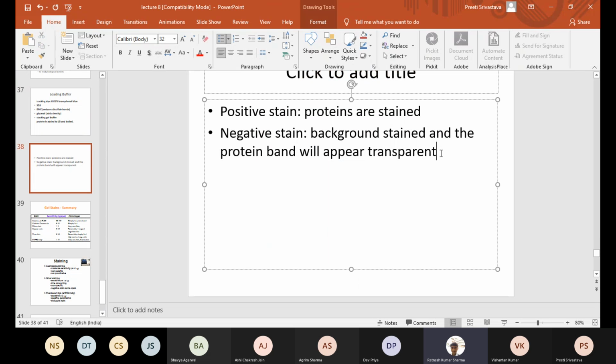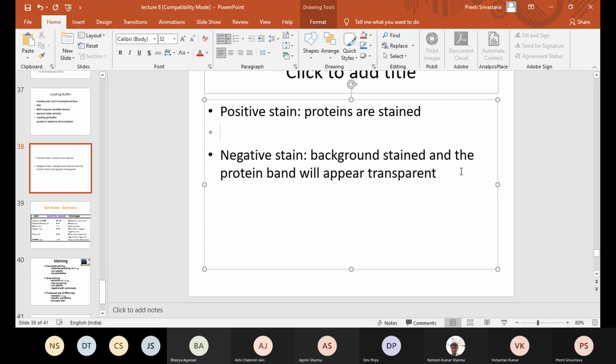Yes, ma'am. So now the question is why and when do we need a positive stain and when do we need a negative stain. The problem with positive stains is that when you want to proceed with the protein for further experiments, you need to actually remove the stain, because the protein is bound to the stain. Whereas when we use negative stain, because the background is stained, you can carefully cut the transparent band and then you don't have to worry about removing the stain.